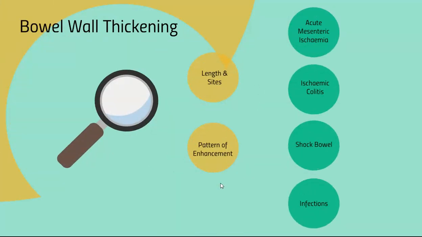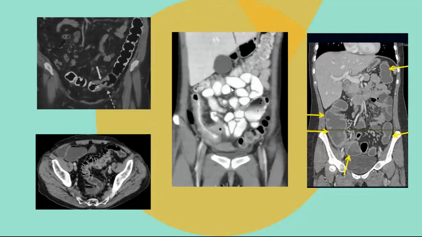What do we look for in bowel wall thickening to help you make a diagnosis? We look at the length and the sites of bowel wall thickening, and we look at the pattern of enhancement. Let's start with the length and the sites. Diseases differ in how they involve the bowel. Some diseases cause segmental bowel wall thickening and some diffuse.